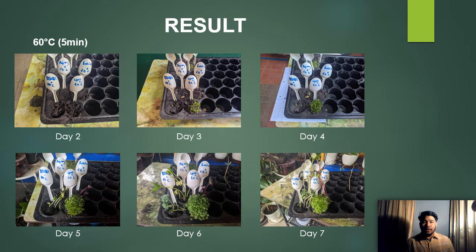Okay, so next is the second mini experiment, which is the water temperature of 60 degrees Celsius. As we can see on the second day, it appears that only the seeds of sawi and bendi have begun to germinate. On the third day, only the sawi seed had begun to produce a foliage leaf, and the seeds of the bendi, kacang panjang, and kacang buncis had only produced a hypocotyl.